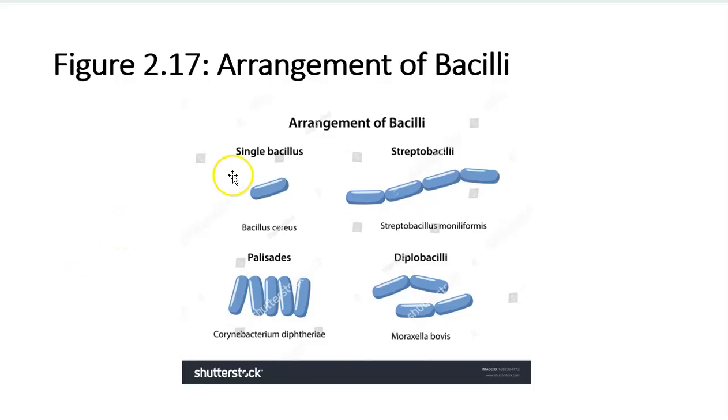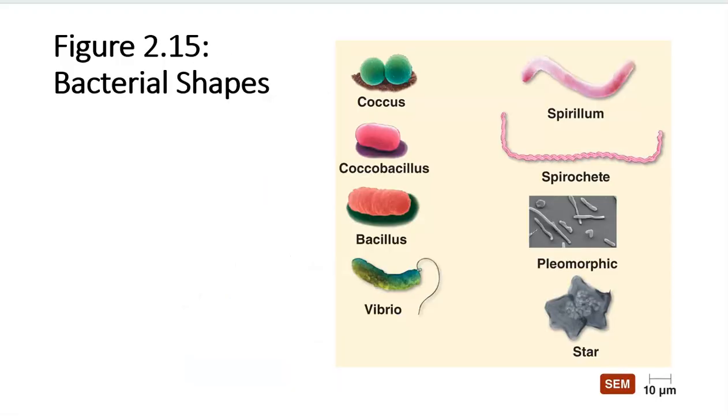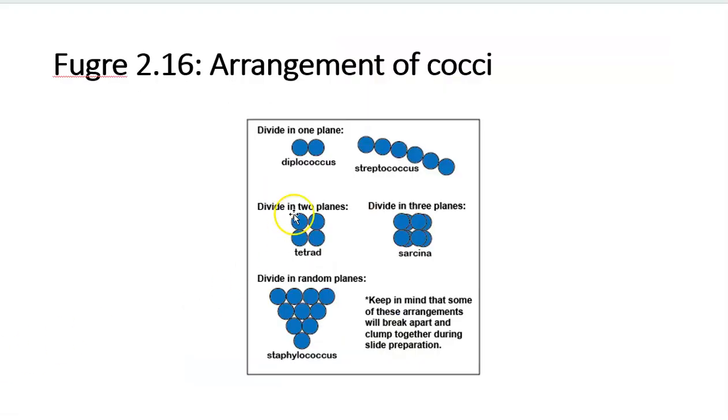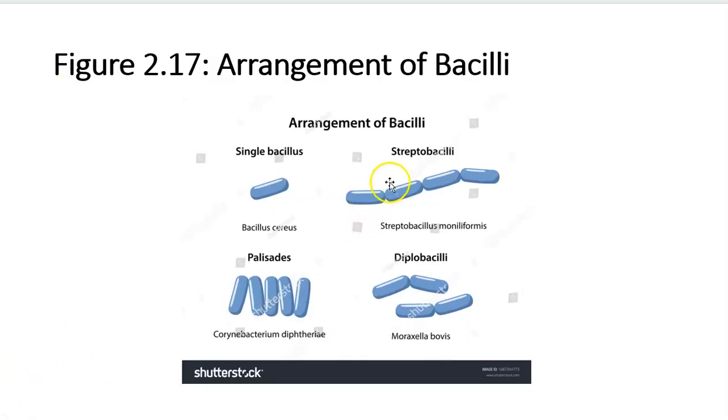You may see a single bacillus. You may see a chain. Remember what we call the chain of cocci? Go back. What's that chain of cocci? Streptococcus. Strep means chain. So if you see a chain of bacilli, it's a streptobacillus.